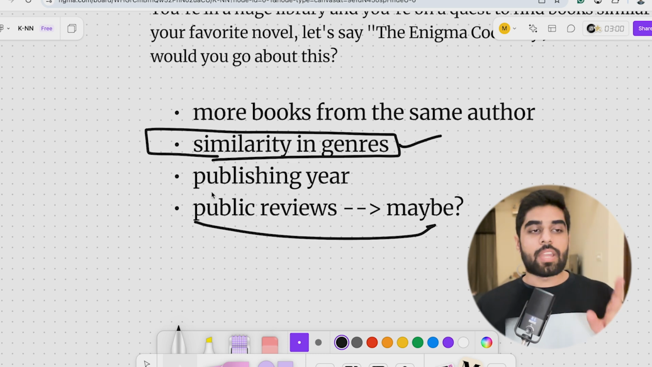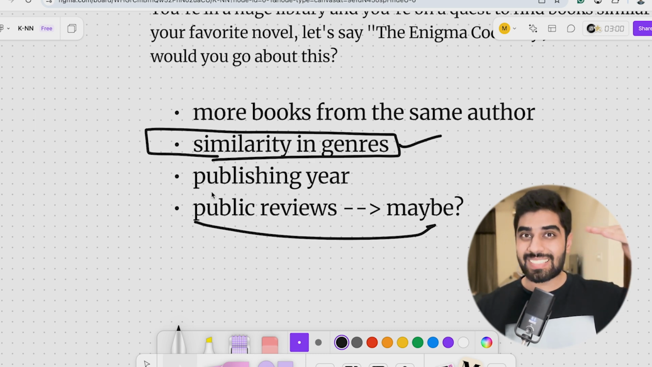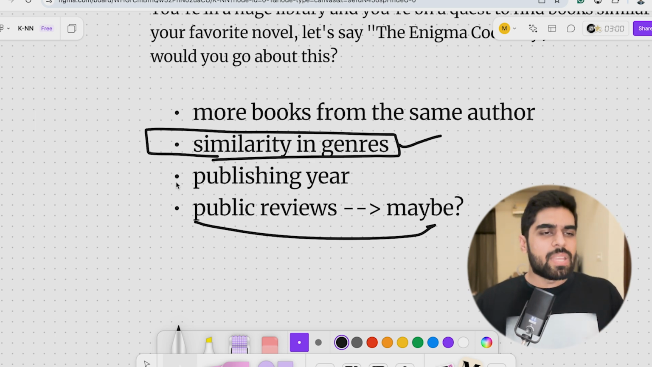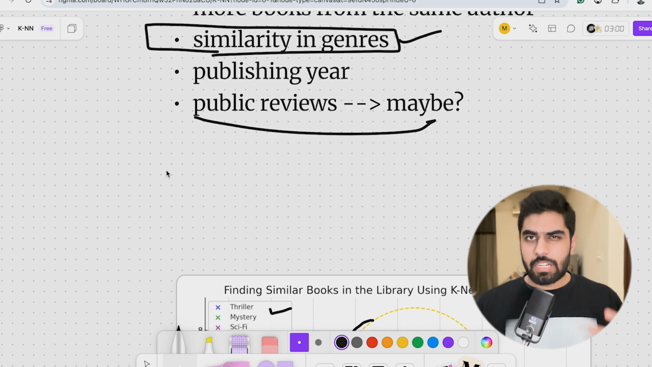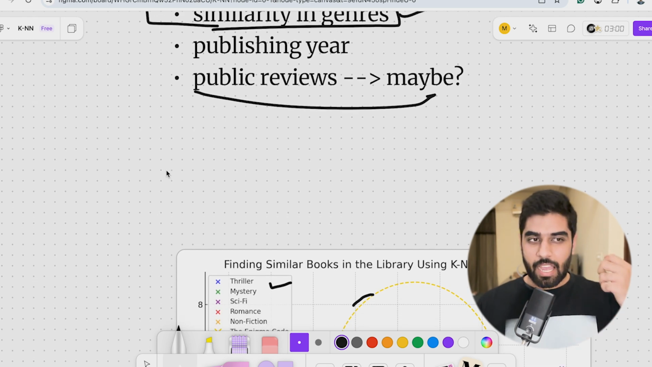Now, if I have similarity in genres and then I also take public reviews into account, then that becomes a very strong indicator, because now I'm first filtering out the same genres and then I'm taking what is the public opinion in that category. So be aware of all these caveats. And when we try to build a model, again, I want to emphasize the practicality of it. We need to be very practical and aware of the features that we are selecting.